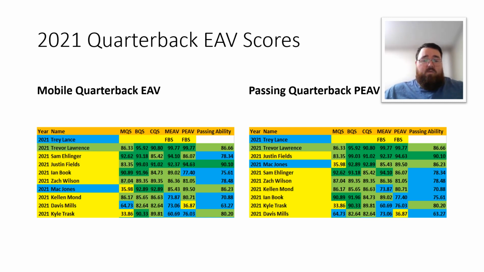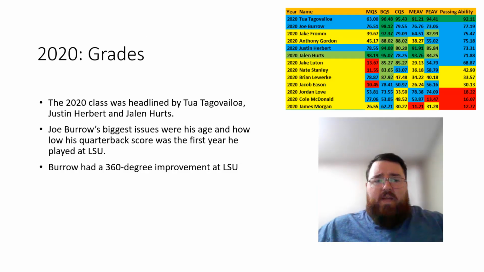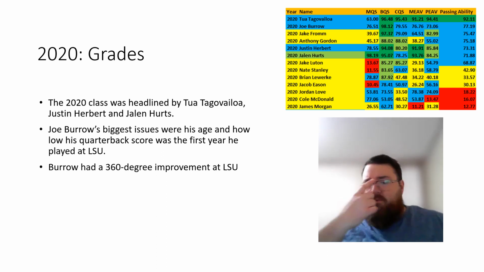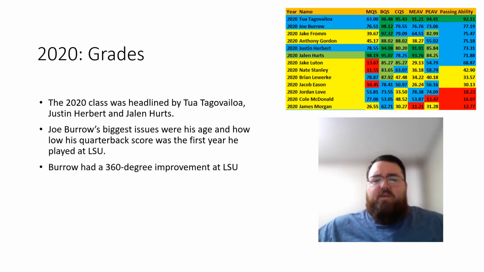Moving on to 2022, that class was headlined by Tua Tagovailoa, Justin Herbert, and Jalen Hurts. Joe Burrow's biggest issues were his age and how low his quarterback score was the first year he played at LSU. Burrow had literally a 360-degree improvement at LSU compared to what he was doing prior to that, a breakout year. So that's kind of the biggest thing that hurts this.